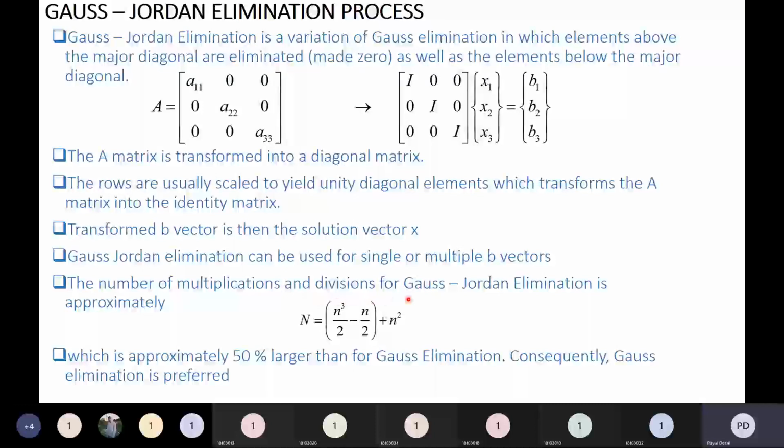The number of multiplications and divisions for Gauss-Jordan elimination is approximately this. So you may see how many operations we have to do for converting the A matrix into the identity matrix. There are many operations, because ultimately you have to eliminate these three elements, and not only that, you have to scale these elements to the identity unit elements. And the entire process has how many operations? N is equal to n cube by 2 minus n by 2 plus n square. Of course, n is the size of the matrix, and this is approximately 50% larger than the Gauss elimination method.